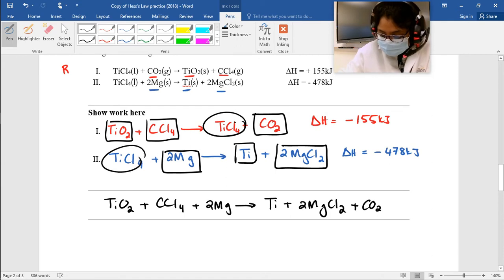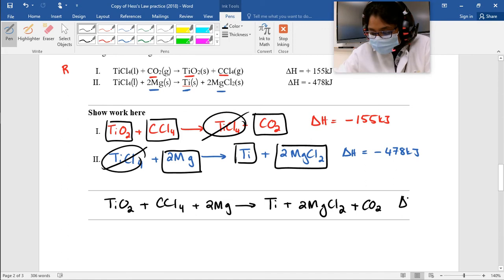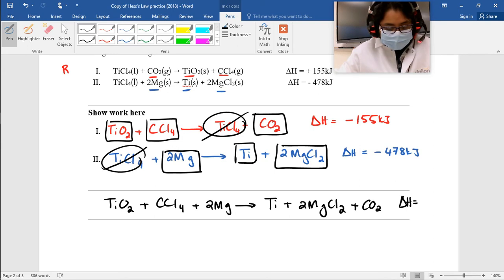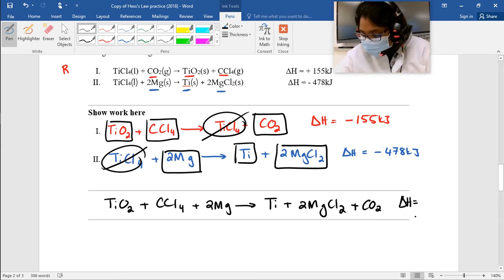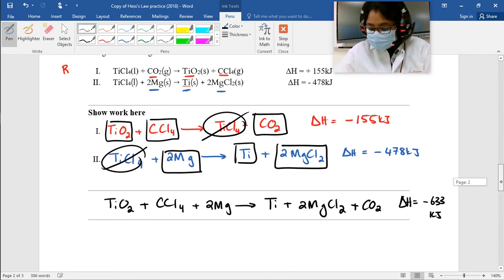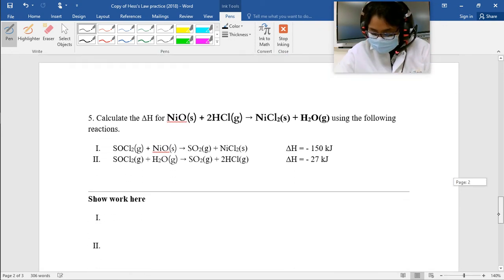Gonna cancel out TiCl4, TiCl4, which are on opposite sides. It's a long equation, but it's relatively simple in terms of what you have to do. So negative 155 plus negative 478 gives me negative 633 kilojoules.